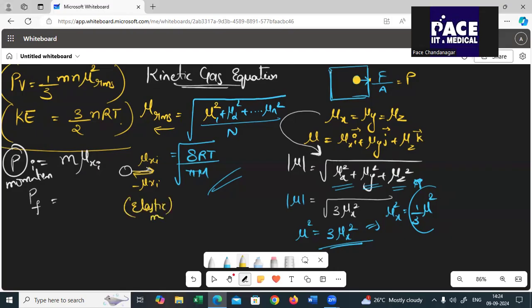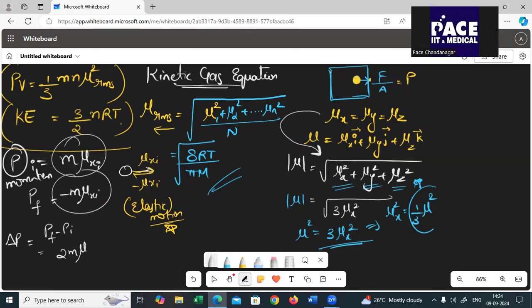It comes back with negative uxi because these particles are in elastic motion. Elastic motion means your kinetic energy is conserved, which means your speeds are conserved. Therefore, it comes back with the same speed in the opposite direction. P final is minus m uxi. Now, what will be delta P? Change in momentum is P final minus P initial, which means minus of minus becomes plus, giving 2 m uxi. So this is my delta P. I'm getting ready with my delta P as well, that is 2 m uxi.